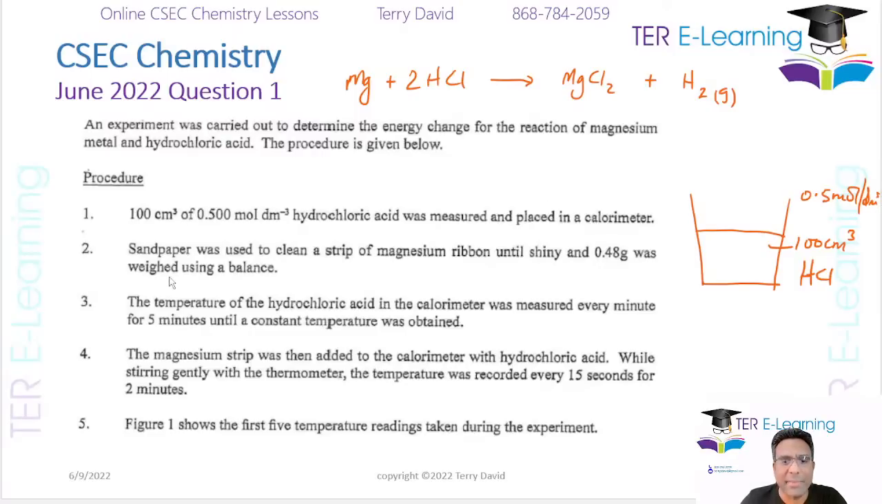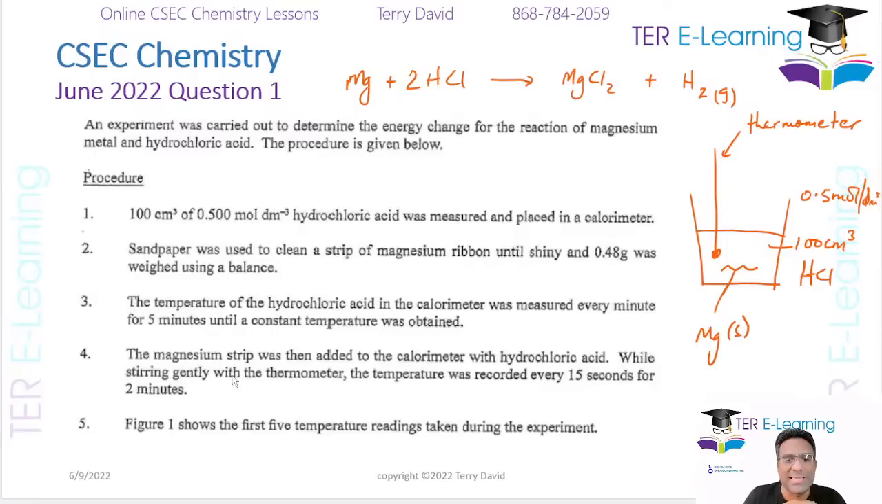What are we going to do now? Sandpaper was used to clean a strip of magnesium ribbon until shiny, and 0.48 grams was weighed using a balance. So we are putting a piece of solid magnesium inside of this. The temperature of the hydrochloric acid in the calorimeter was measured every minute for 5 minutes. Inside this styrofoam cup, you have a thermometer, and you're recording the temperature every minute for 5 minutes.